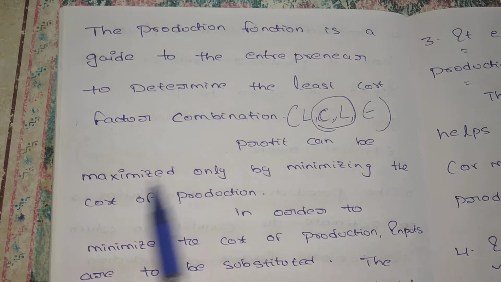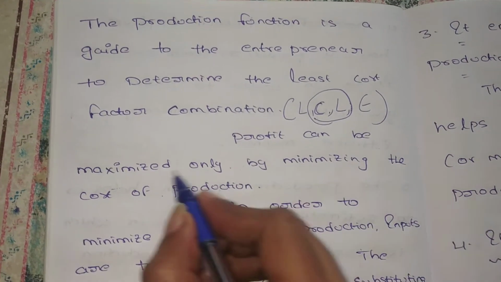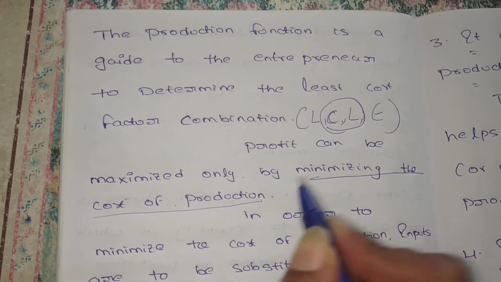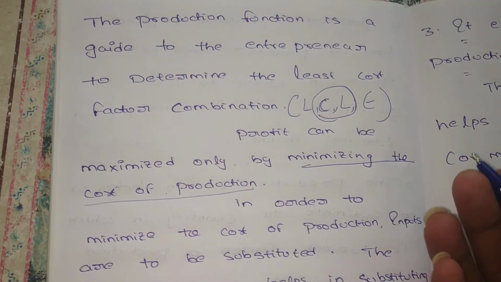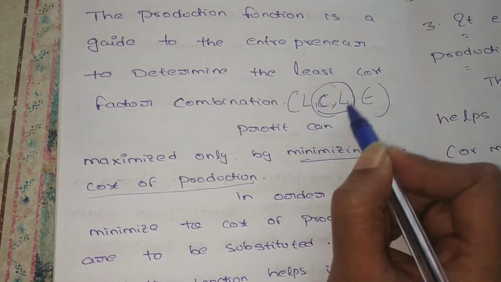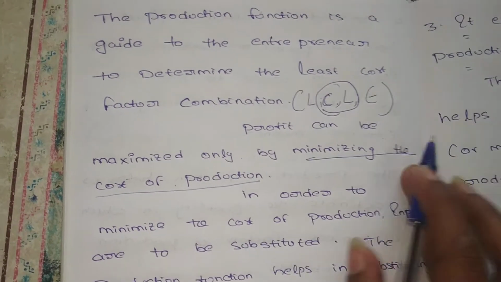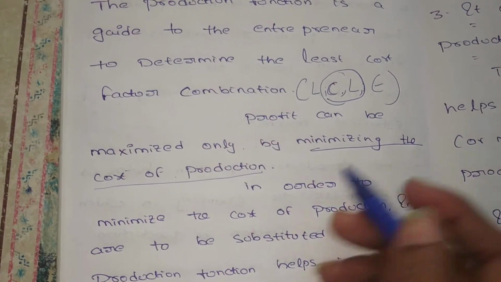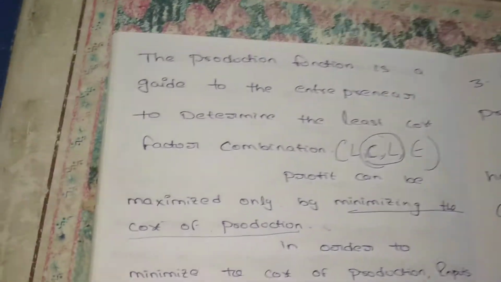The profit can be maximized only by minimizing the cost of production. Where can the profit be maximized? Only by minimizing the cost of production. While we minimize the cost of production, we can maximize our profit. By considering this combination of inputs, we can produce quality goods at very low cost. Then we can give them at reasonable prices to our customers, and then we can enjoy maximum profits.